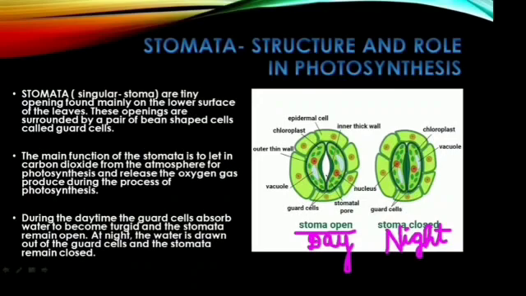Both these are very important factors that affect the closing or opening of a stoma. Now let's see how. During the daytime, children, when the leaf performs photosynthesis in the presence of sunlight, due to the presence of chloroplast in the guard cell, photosynthesis occurs inside the guard cell also. Now the glucose that is produced in these chloroplasts, what happens to that?